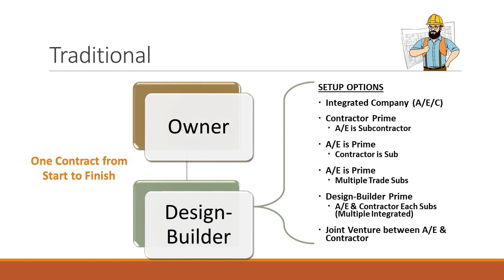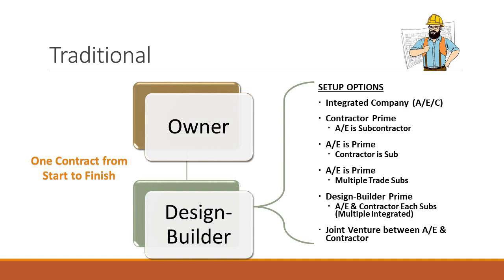Then these other ones down here where the A is prime but with multiple trades, the A is kind of acting as a multi-prime. The AE is first in contract, they're the top of the chart, and they have a bunch of independent trades. They don't have a general contractor. And then the design build prime, and I have a couple of slides coming up of what they look like, where there's one entity and then multiple integrated companies below. And then finally there's joint venture, and this has to do with some liability issues that we talked about.